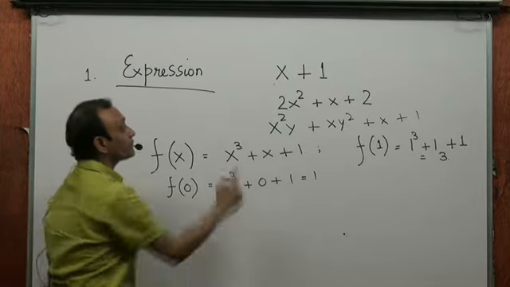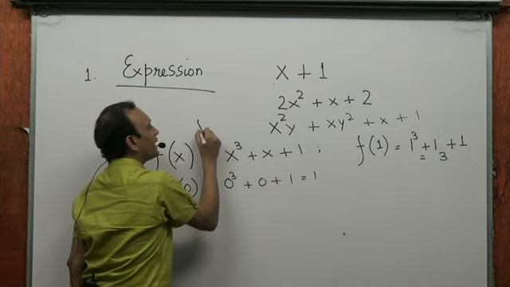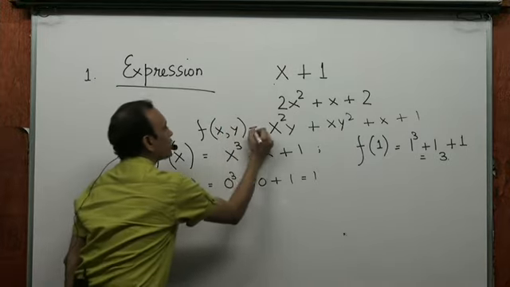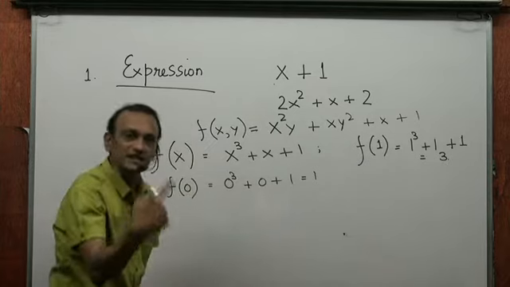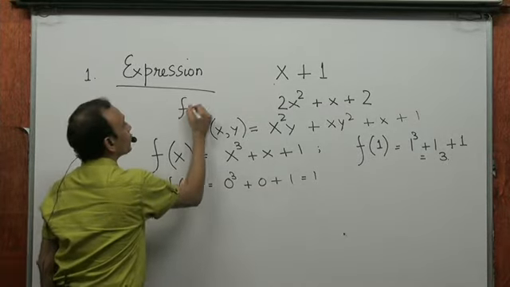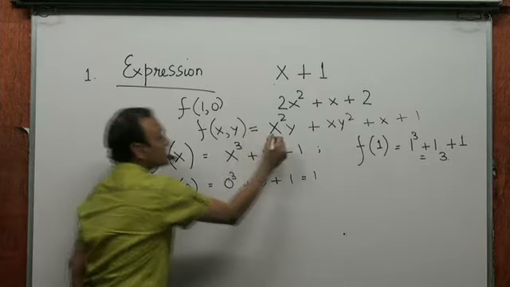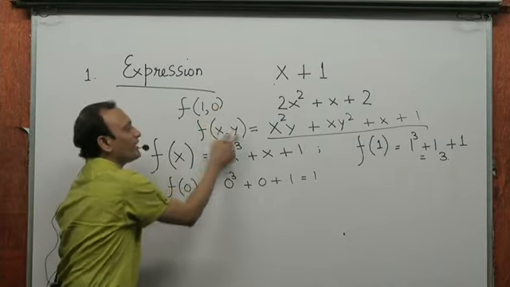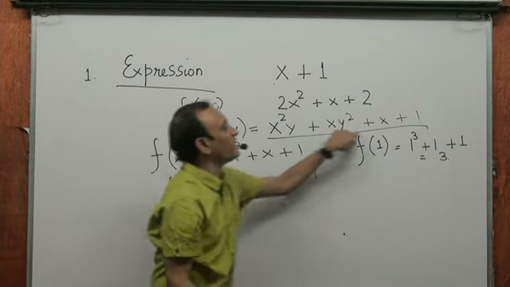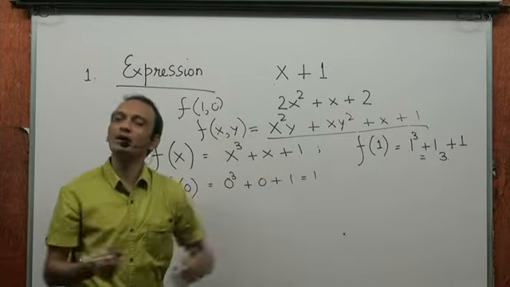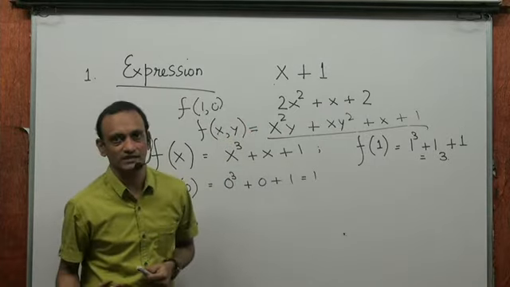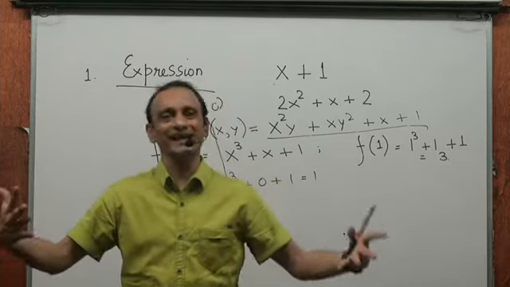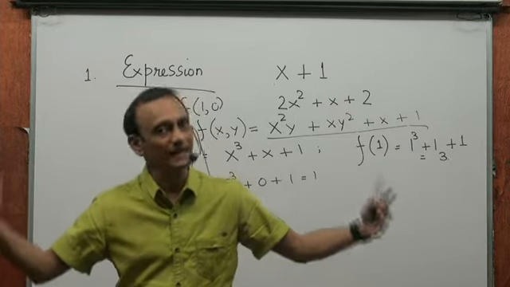This, for example, is an expression in x and y. You could write this as f of x comma y. F of 1 comma 0 would mean what? In this expression, replace x by 1 and y by 0. You would get f of 1 comma 0, right? That is what an expression means, right? It's in a certain sense a dumb algebraic entity.